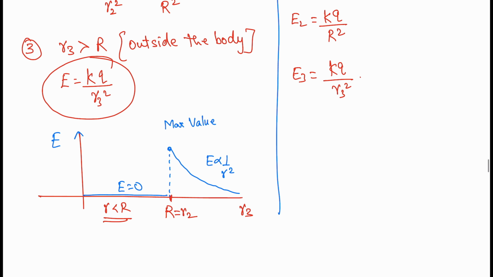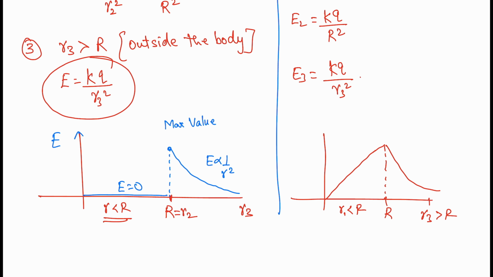If you make the graph, when R1 is less than capital R, and R3 is greater than capital R, in this the first part is directly proportional, and then it goes like this. So here E is proportional to 1 over r square, not the capital one, it should be the smaller one.